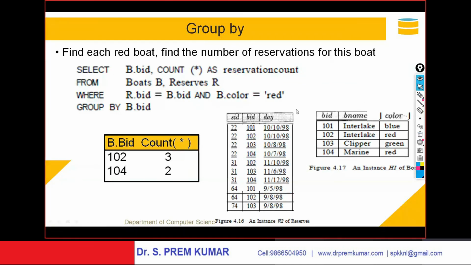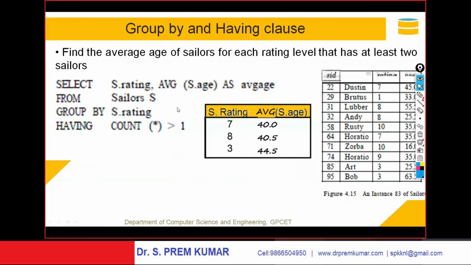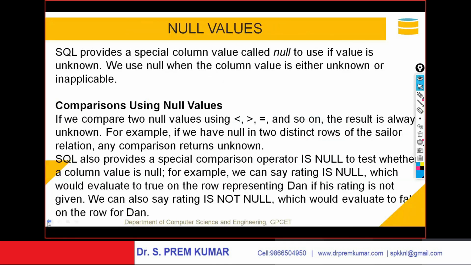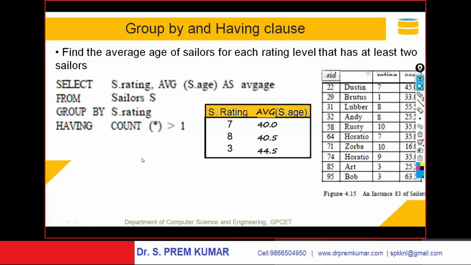We proceed to the next concept. The concept we are going to discuss is similar to the concept we discussed earlier. Find the average age of sailors for each rating level that has at least 2 sailors. In each rating level, there should be at least 2 sailors, which means more than 1 sailor. Then only you find the average.